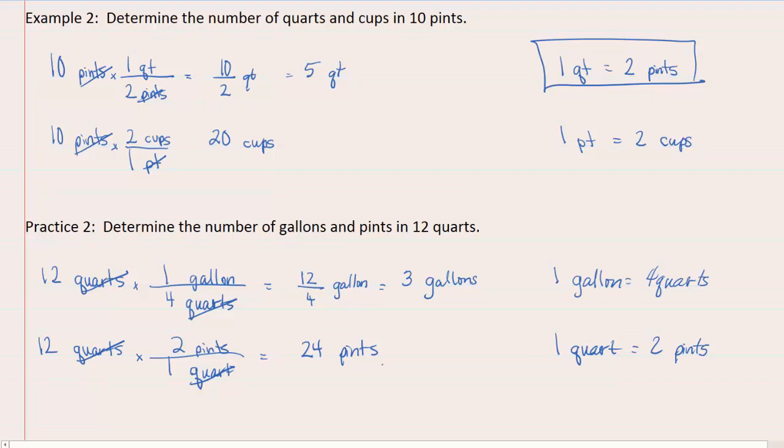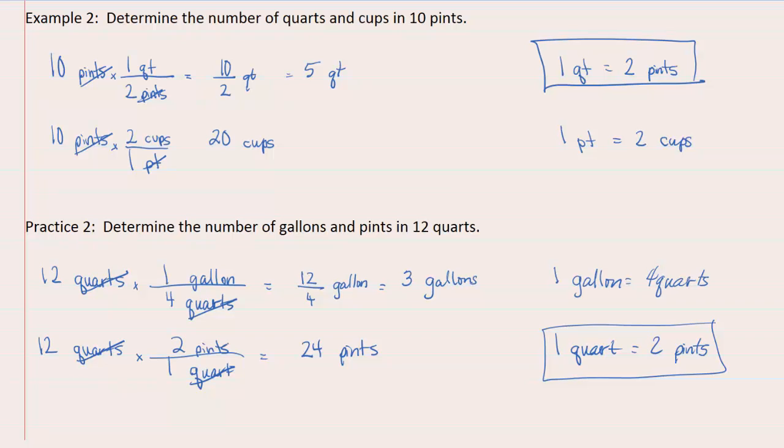As you can see in this practice problem, we use the same conversion. 1 quart equals 2 pints, but in the example, we had pints in the denominator, and in the practice problem, we had pints in the numerator. Remember, you can use the same conversion factor for 2 different problems, but you must ensure that the unit you place in the denominator will reduce with the unit you currently have.